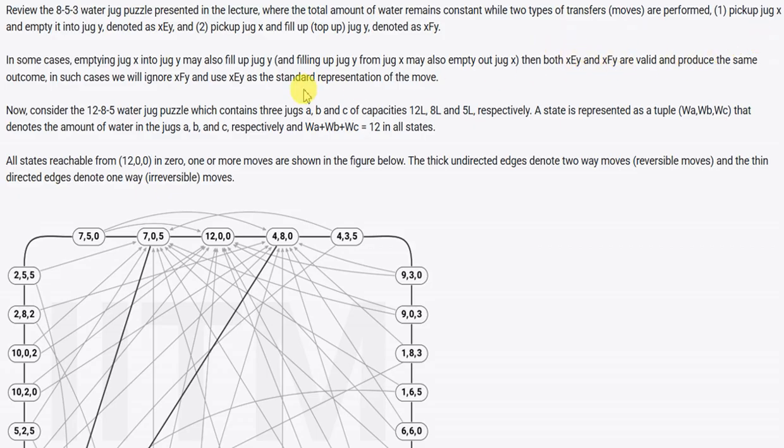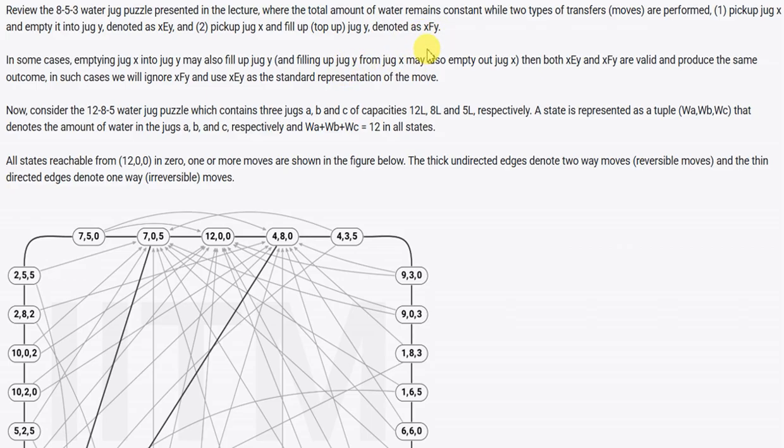We can pick up a jug X and empty it into jug Y. Then we have EXY, where E means empty. We are taking water from X and emptying into Y. So after this operation, the water in X will be empty. Another thing, we can take X and fill up to the top of jug Y. So it will be called XFY.